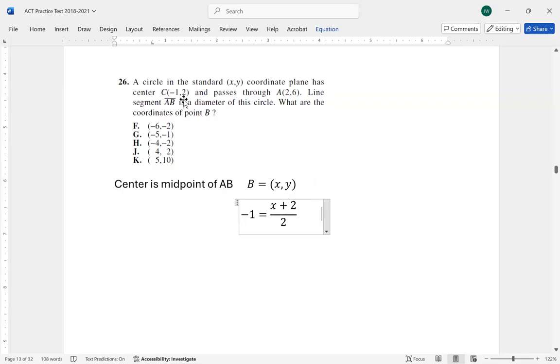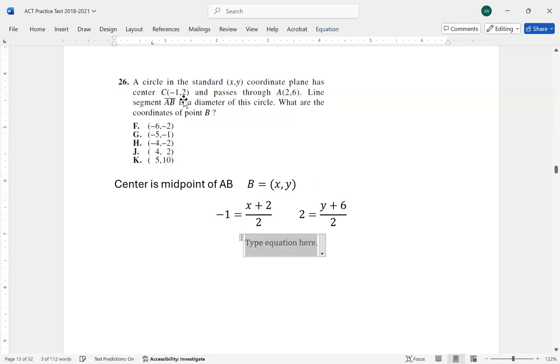For the y value, 2 has to be the midpoint. So if I take the y value of point B plus the y value of point A and divide by 2, I should end up getting a 2 as well. So let's just solve these two equations. In the first one, I'd multiply both sides by 2. I'd get -2 is equal to x plus 2. In the second equation, when I multiply both sides by 2, I get 4 is equal to y plus 6.